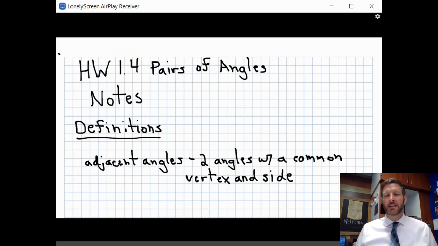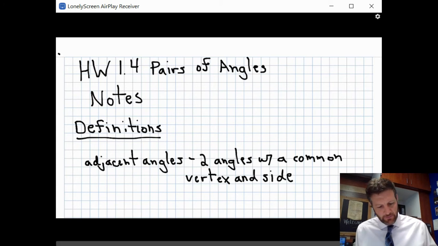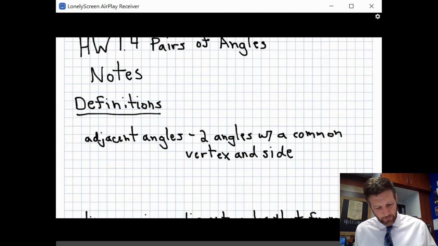We're on to section 1.4, and this is the video for our notes with definitions and questions. 1.4 is now talking, we're continuing with angles and just certain pairs of angles, different terms for how pairs of angles can interact. So let's take a look at the definitions in our notes, 1.4.